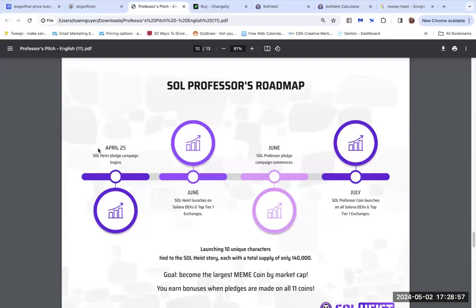Now, 60 days later, hopefully you guys are following me here, Solheist launches on the Solana exchanges and top tier 1 exchanges. So what does this mean? That means it's going to go live, it's going to be tradable, and it's going to be paired to Solana. So you have 3 options at this point, okay? Hopefully you guys are paying attention.